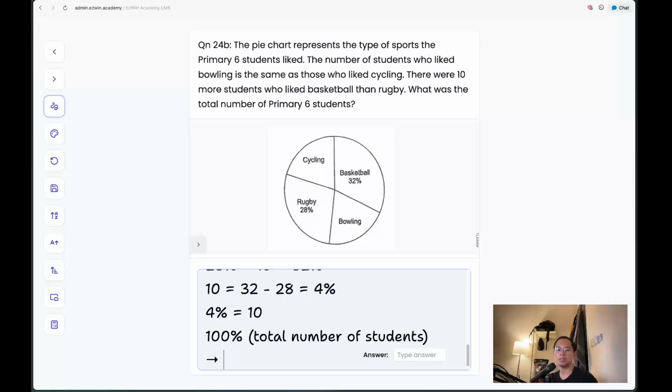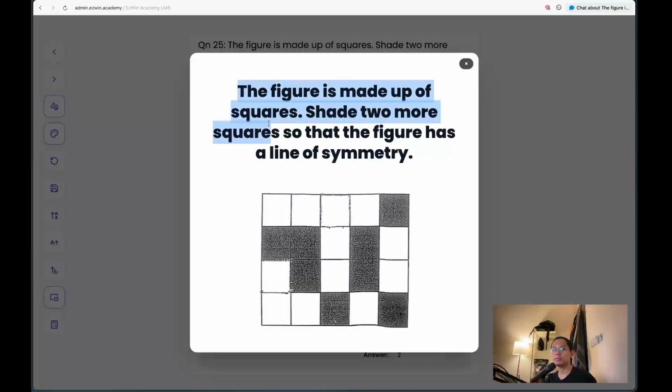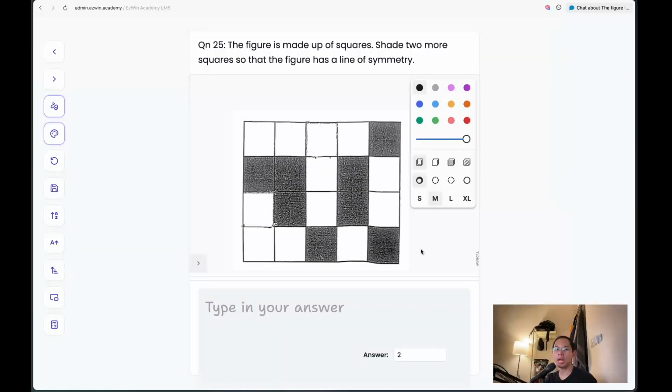In this case, it will be 100 divided by 4 times 10, which is 250. So the answer is 250. So question 25, the figure is made out of squares. Shade two more squares so the figure has a line of symmetry. So we don't know where the line of symmetry is. So how do we know which is the line of symmetry?